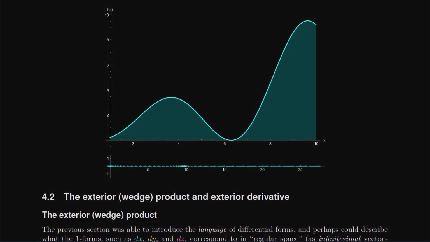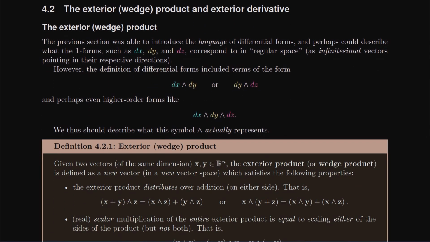Let's move on to this next section so that we can get an idea of what those wedges are actually doing. So we're going to talk about the exterior wedge product, and I'll say the exterior derivative for the next video. Starting with this wedge product, this is the wedge that we saw at the beginning of class, right? Wedge, wedge, wedge, wedge. And we also are aware now that dx is a vector, dy is a vector, dz is a vector.